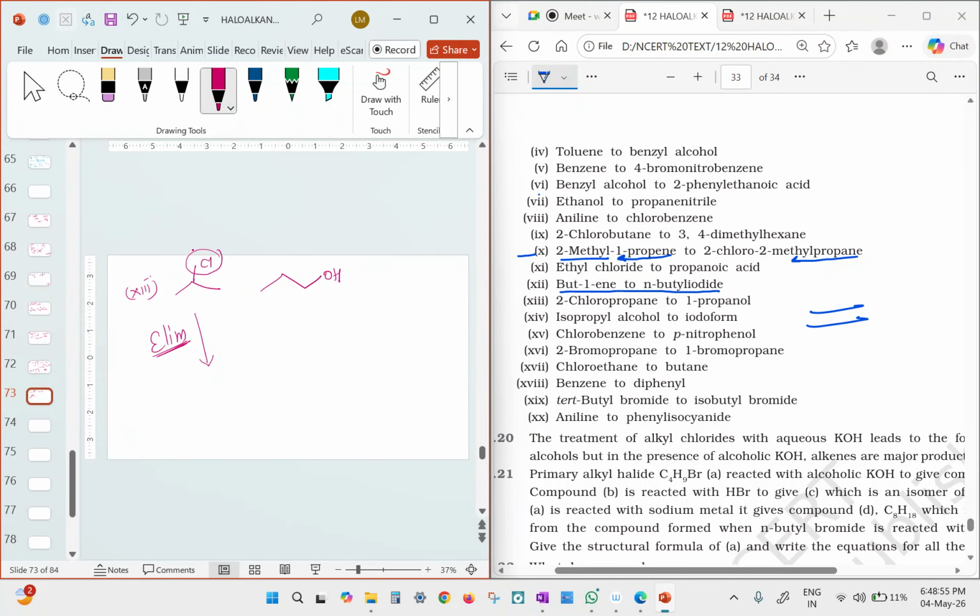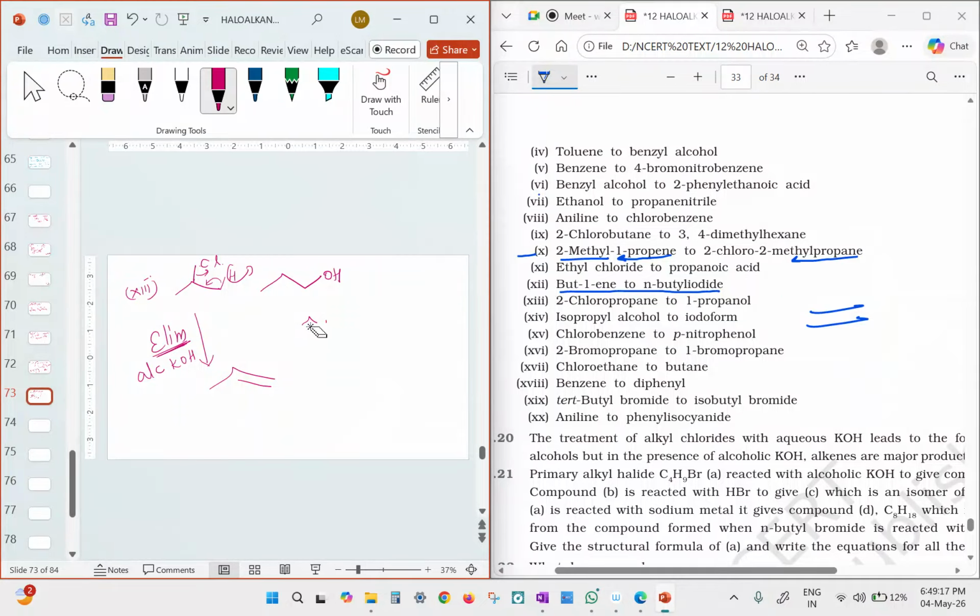Okay, sorry, this is Cl only, no? Concentrated sulfuric acid dehydrates, so that was for the opposite direction. So here we will use alcoholic KOH, which acts as a base. So what will it do? It will take a proton from the beta position and remove the halogen. So you get propene.